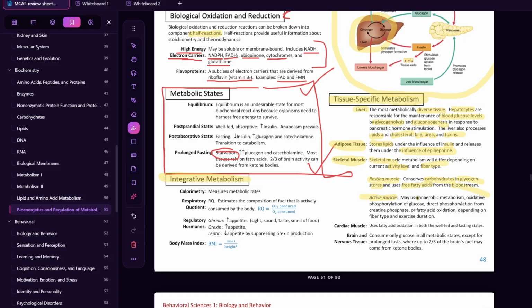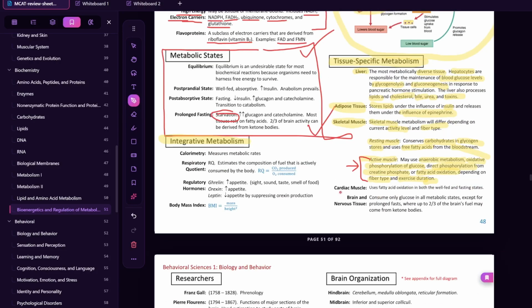If you have active muscle, like if you're doing activity of some kind, you may use anaerobic metabolism or oxidative phosphorylation of glucose, or direct phosphorylation from creatine phosphate, that's another pathway, or fatty acid oxidation, depending on the fiber type and exercise duration. So think about what type of exercise a person is doing, and which pathway they would most likely be using. Cardiac muscle uses fatty acid oxidation in both well-fed and fasting states. Brain and nervous tissue consume only glucose in all metabolic states except for prolonged fast, where 2/3 of the brain will start to use ketone bodies, like we mentioned earlier.